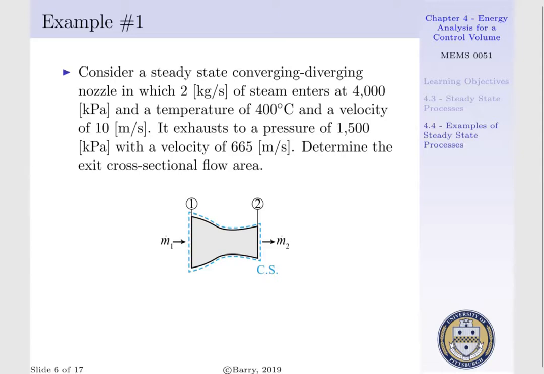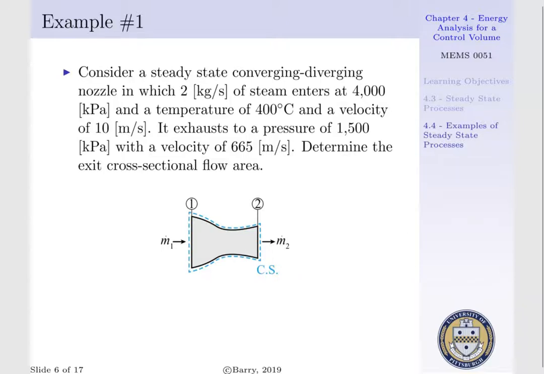Let us consider the following example of a steady-state converging-diverging nozzle in which 2 kilograms per second of steam enters our nozzle at a pressure of 4,000 kPa and a temperature of 400 degrees centigrade with a velocity of 10 meters per second. The nozzle exhausts to a pressure of 1,500 kPa with a velocity of 665 meters per second. We want to determine our exit cross-sectional flow area.